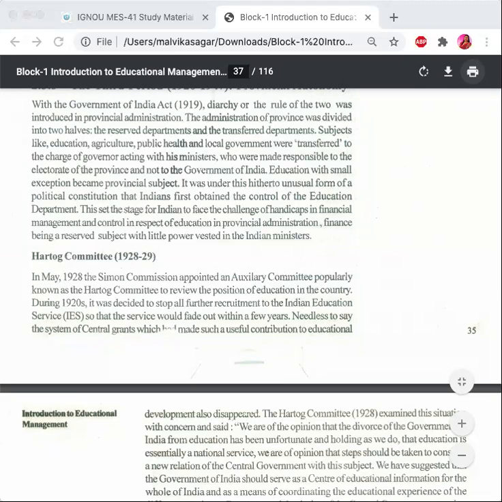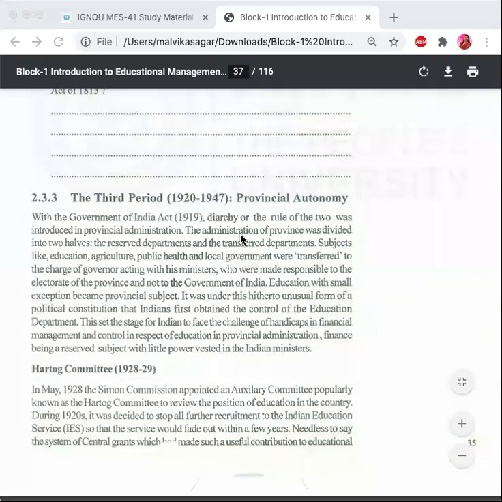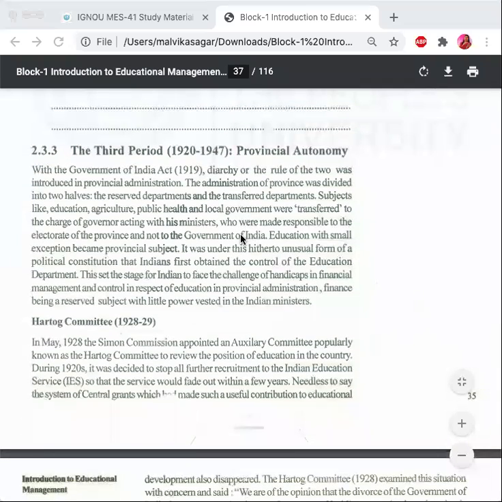So without further delay, let us get started. Today's topic of our discussion is the third period that started from 1920 and lasted till 1947. It was also known as Provincial Autonomy.